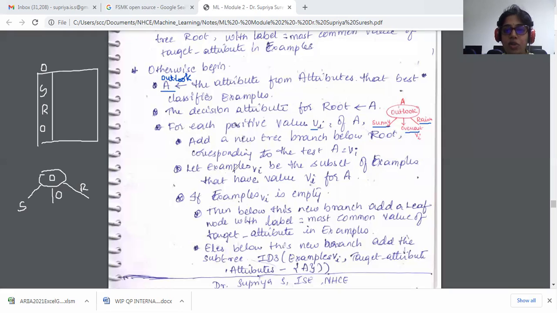Next step is let Examples vi be the subset of the examples that has value vi for A. Which means that we're going to consider the training data set with respect to vi. If Examples vi is empty, well right now we do not have empty, we have the entire given data set. It is not empty. So then what we do, if it were empty, below this new branch, add a leaf node with label most common value of the target attribute in the examples.